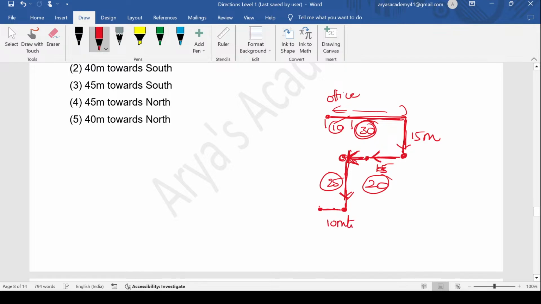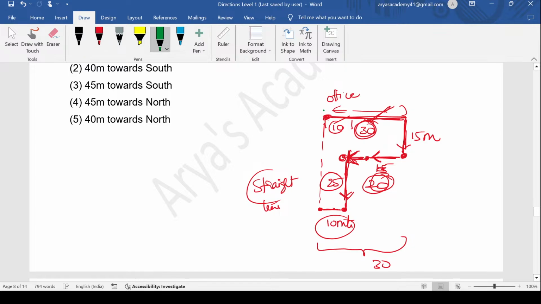So he stopped here. This is my starting point and this is my ending point, and they both are in a straight line. 20 plus 10 is equal to 30. So this is 20 and this is 10. So the total distance will be obviously equal to 30, exactly equal to this value. So this point, that is my starting point, that is the office, and this is the ending point, that is the party hall. Both are in a straight line, though it's not a perfect straight line in my drawing, but the actual intention is that it is a straight line.